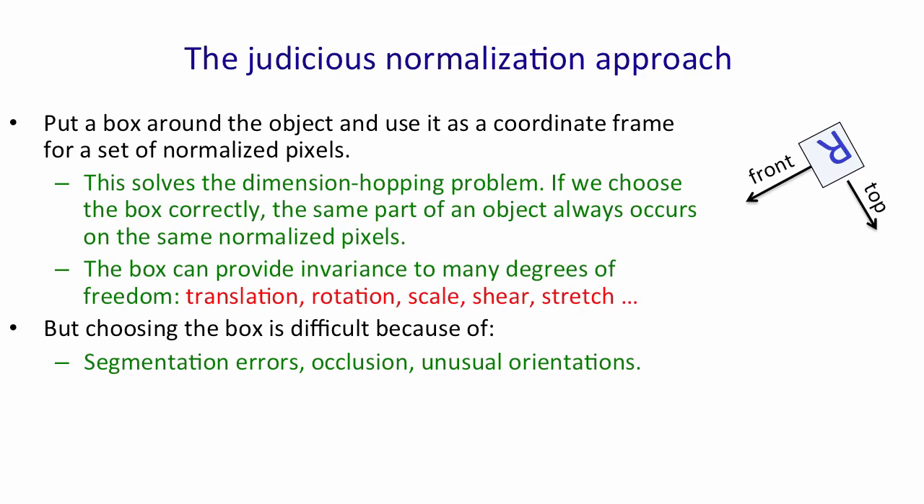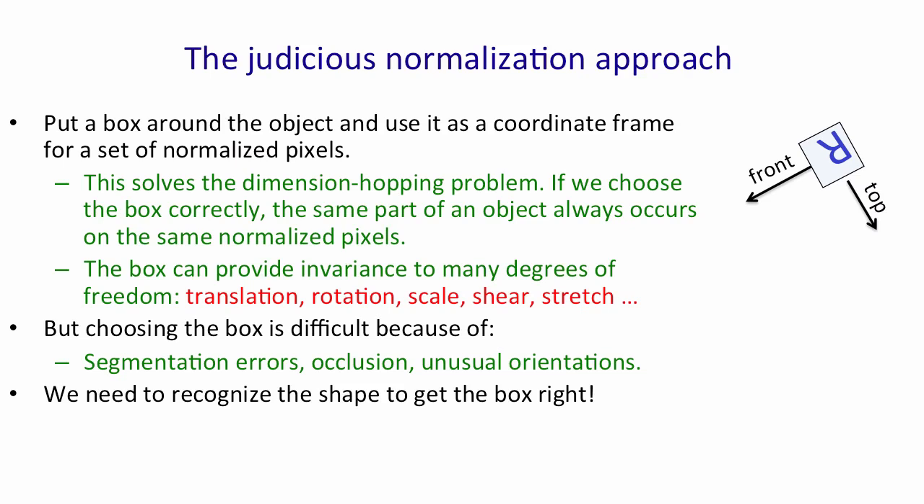That example of the upside down R makes it clear that we have to use our knowledge of what the shape is to help us decide what the box is. If, for example, we had a character that was like a lowercase d, but with an extra stroke coming out of the loop of the d, we would see that as an upright one of those characters. So it's a chicken and egg problem. In order to get the box right, we need to recognize the shape, and in order to recognize the shape, we need to get the box right.